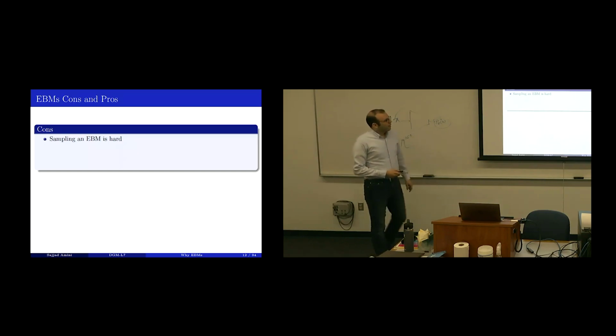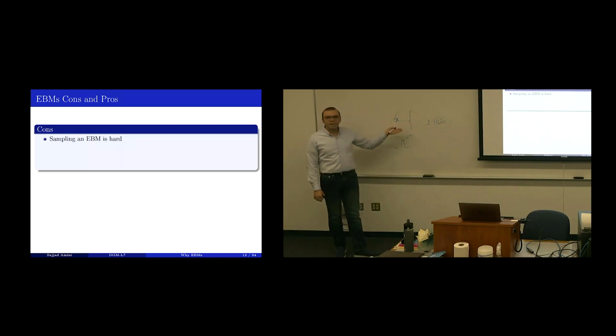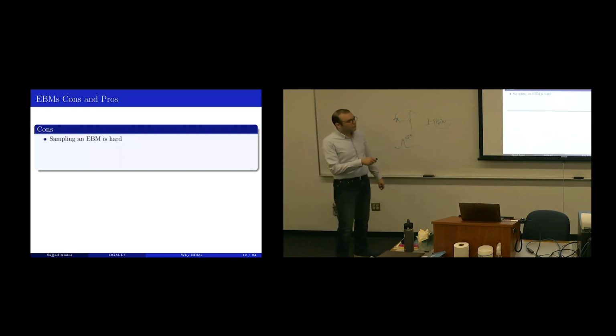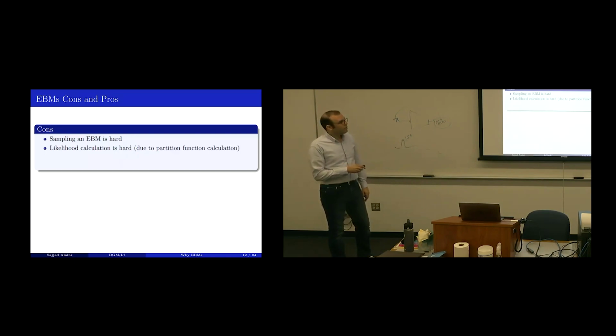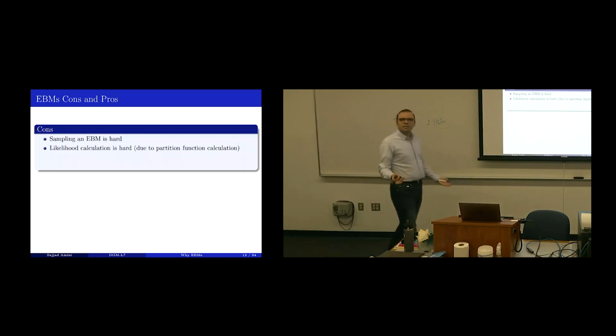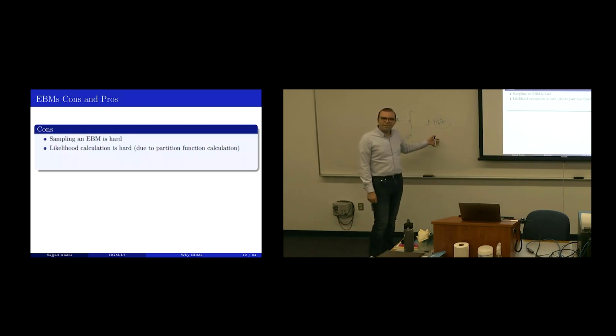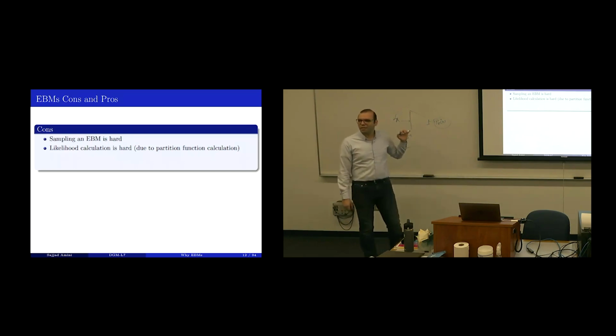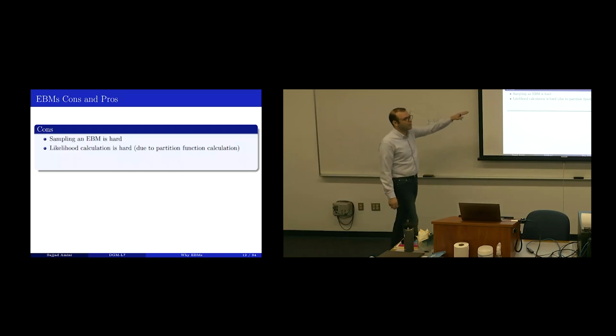Any question? So you see that the generation becomes an optimization. So it is very hard to sample from them. This is the first con: sampling an EBM is very hard. Another con is that the likelihood calculation is hard. Why? Because it needs the partition function. If you do not have the partition function, you cannot have an exact likelihood calculation. In lots of applications, you do not have that exactly. It means that you do not have the exact likelihood.